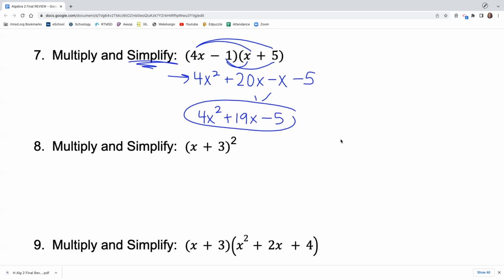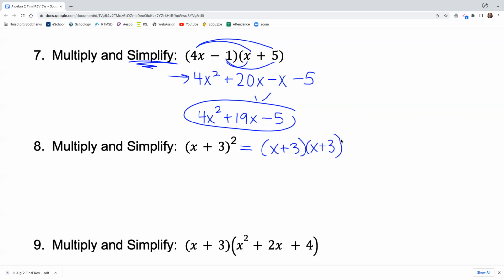Number 8, the directions are the same, multiply and simplify. You have to understand that this rule for the exponent rules, the power rule, does not work for this problem because of this plus sign. You cannot distribute that power of 2 to everything inside and say your answer is x squared plus 9. It doesn't work that way. You have to first expand the problem and make it x plus 3 times itself.